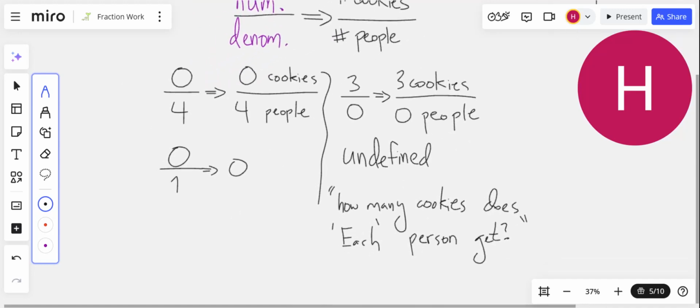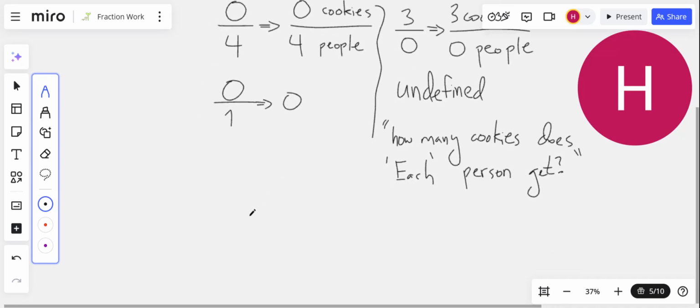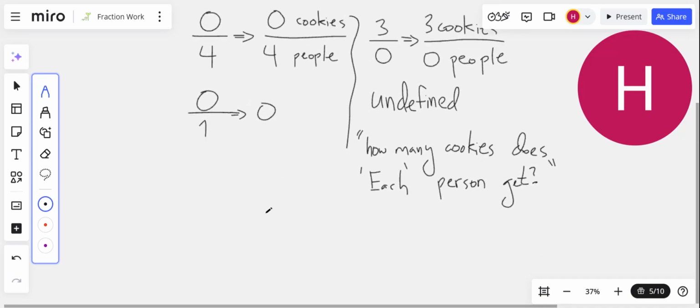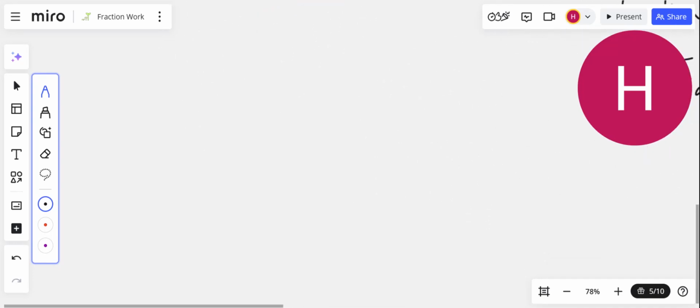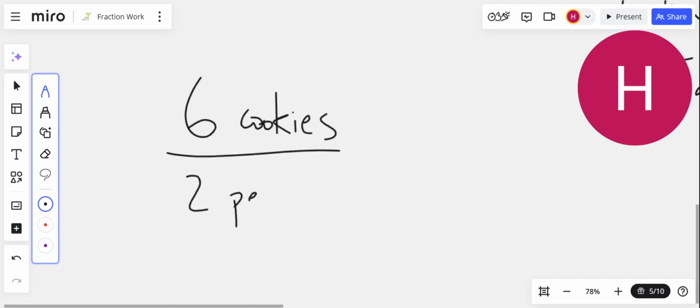And one other thing that I want you to understand is that we can reduce these fractions, which you probably remember to do. For example, if I say I have 6 cookies and 2 people, you can do the math. How many cookies does each person get? Again, we're trying to divide these things evenly. So the key with understanding fractions and division is that you have an even division going on.